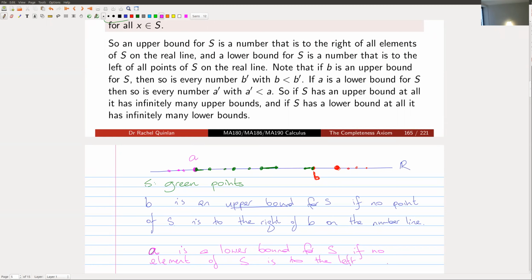In other words, A is less than or equal to every element of S. Okay, so if one thing is a lower bound for S, then everything to its left is also a lower bound for S. So that's the concept of an upper and lower bound.